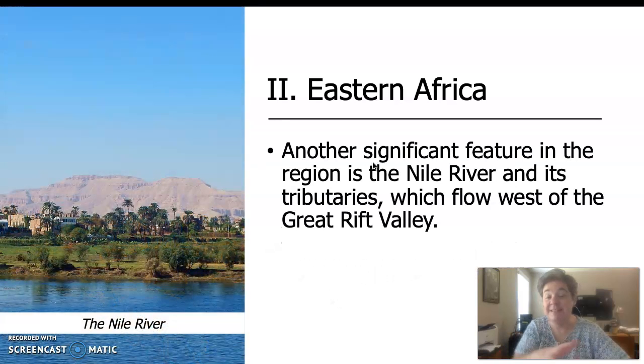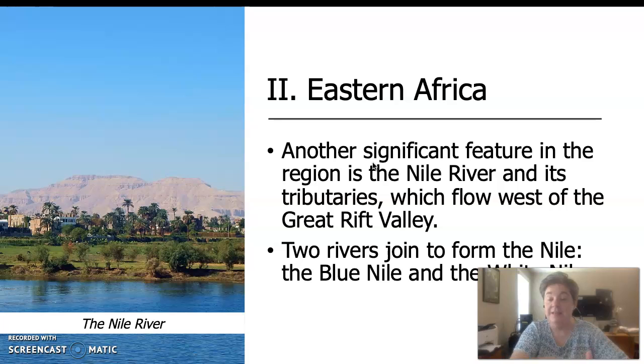The second significant geographic feature of Eastern Africa is the Nile River. The Nile River, of course, is the world's longest river, and it flows west out of the Great Rift Valley into, eventually, Sudan and then into Egypt. So it is a very significant part of the geography of Eastern Africa. For years we couldn't find the source of it. We're going to talk about this in just a minute, but they couldn't find the source because Europeans hadn't ventured far enough into the continent of Africa.